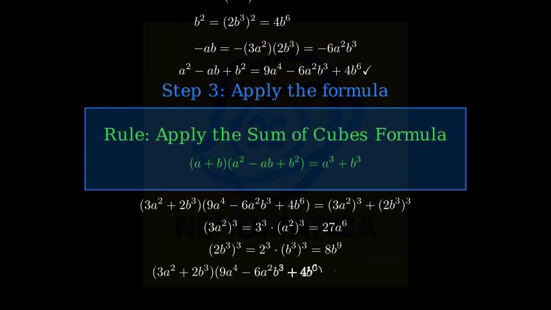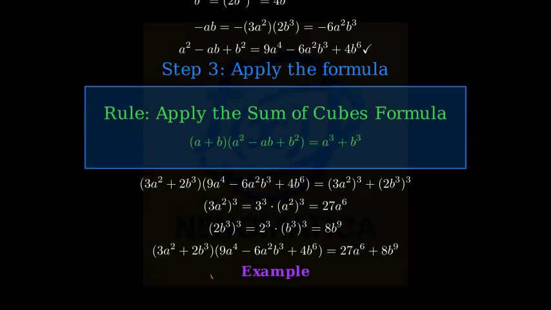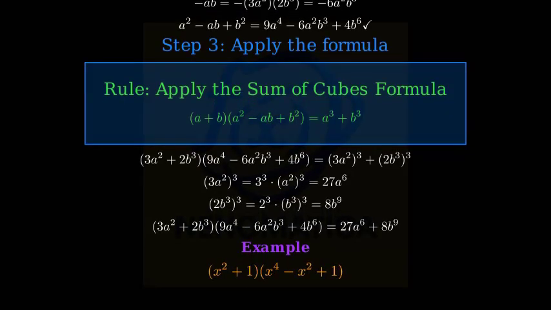So our final answer is 27a to the 6th plus 8b to the 9th. Let's move on to our second example. We want to simplify the expression (x squared plus 1) times (x to the 4th minus x squared plus 1).